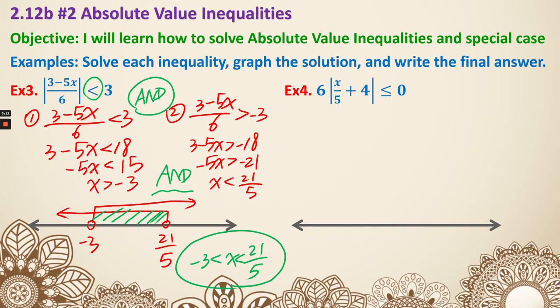Next, example 4. First, we're going to see, the question is not isolated. The absolute value is not isolated. Because it's multiplied by 6, I'm going to divide both sides by 6 first. So I got x/5 plus 4, it is less than or equal to 0. 0 is not a negative number, so I'm not going to just say no solution or all real numbers. We're still going to need to separate the cases.